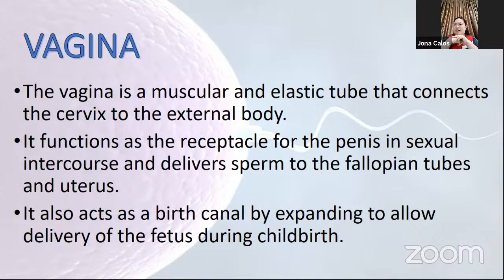I'm not sure, am I making sense? Okay, so here again, it functions as a receptacle for a penis in sexual intercourse. So this is what I was talking about. This is only where it will receive the penis, on that area only. It will not go straight to the uterus.